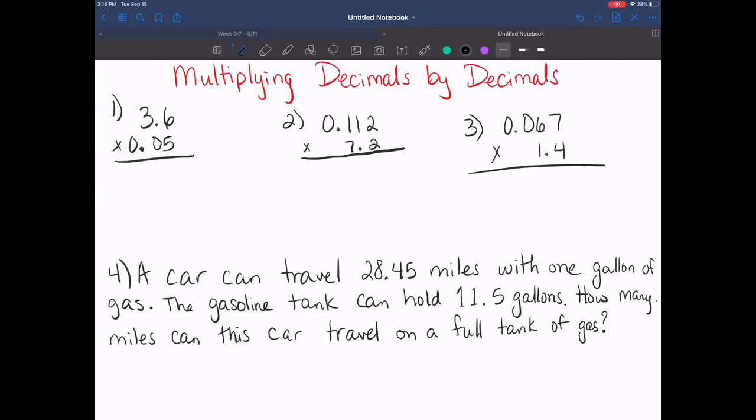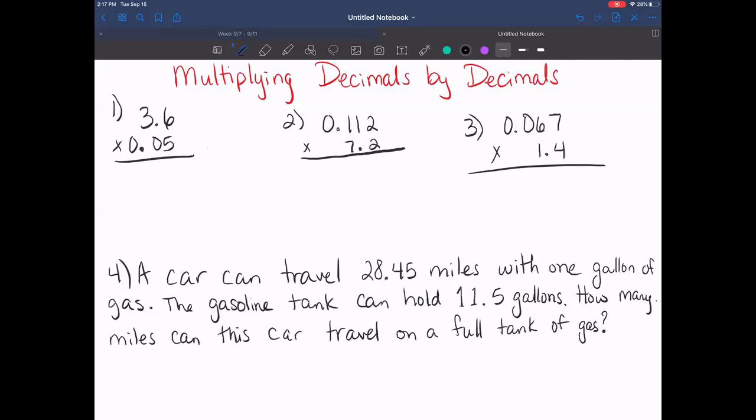Okay, so the first thing is, number one, this is the same thing that we have been doing. The only difference is, remember I told you guys, when you multiply by the decimals, you have to count how many numbers are after a decimal point in the problem. The last one that we were doing was like 3.6 times 5. There was only one number after a decimal, and only one part of the problem had a decimal point. In this case, we now have two.